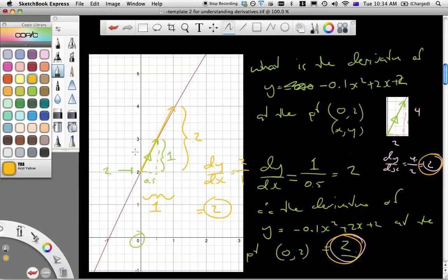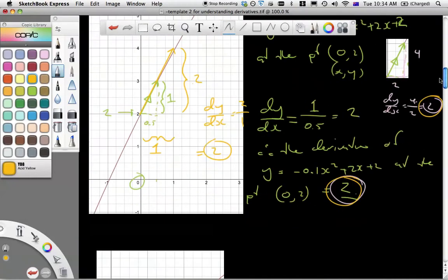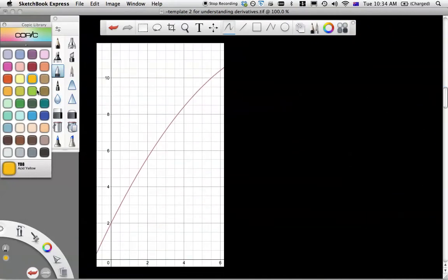So all we have to do is draw our spaceship taking off. Don't have to worry about anything like what we're counting or anything, and we get the derivative. Let's consider another one. We're looking at pink at 0.59. So the point is 5, which is here, coming up to here, and 9.